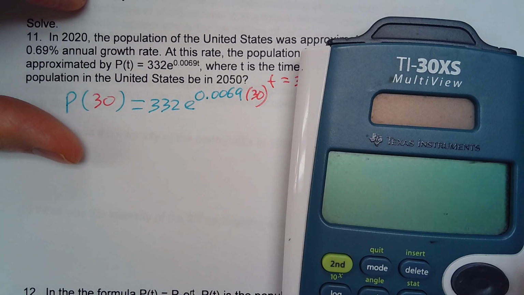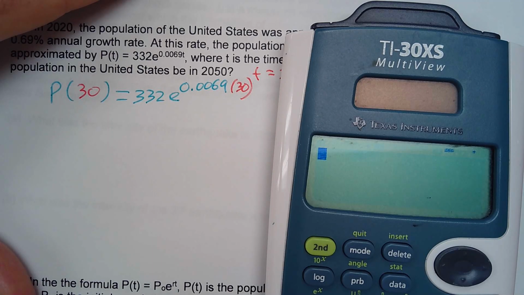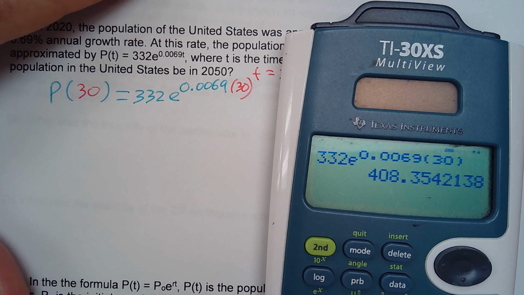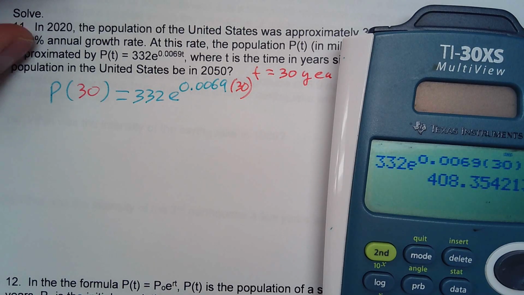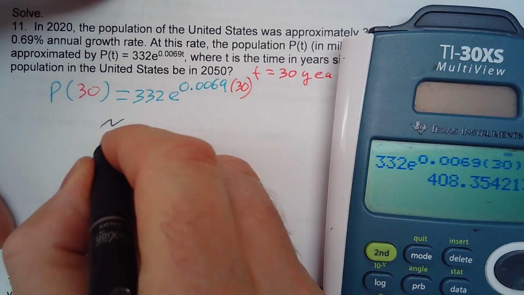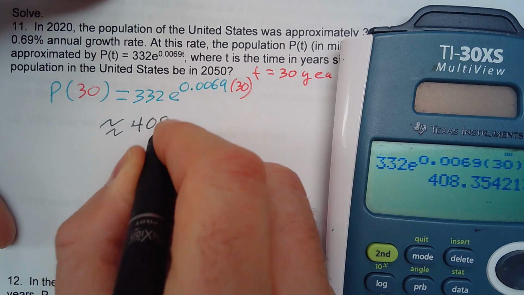So we're just going to pop that into our calculator. And what do they say to round off here? I guess we'll go and round off to the nearest million. So it'd be about 408 million.